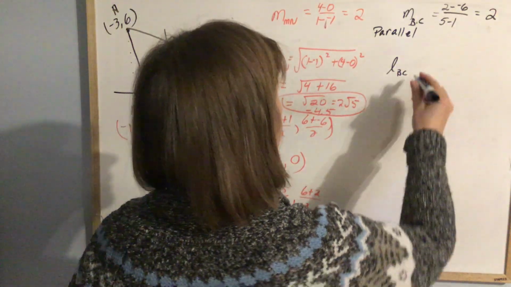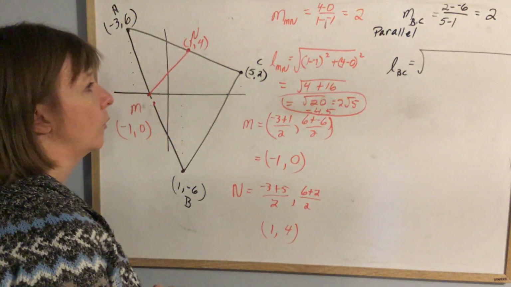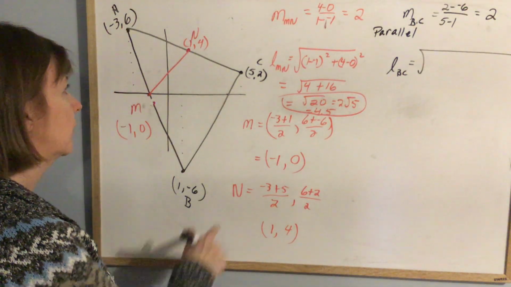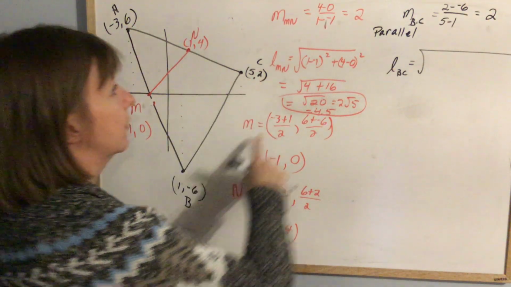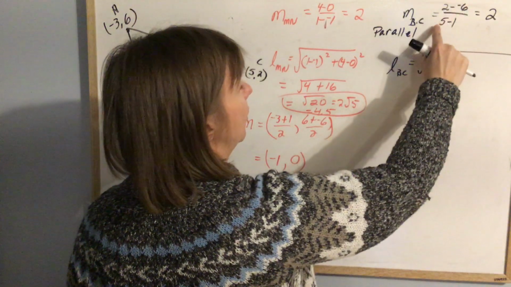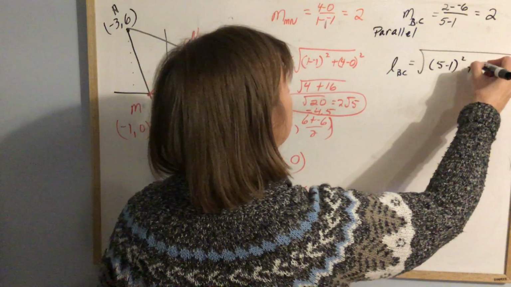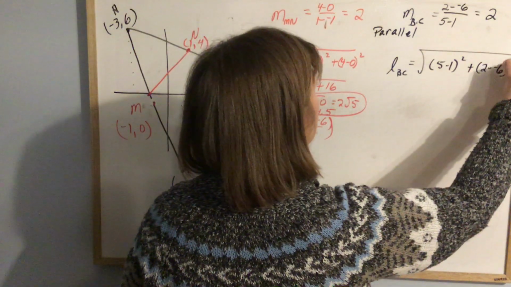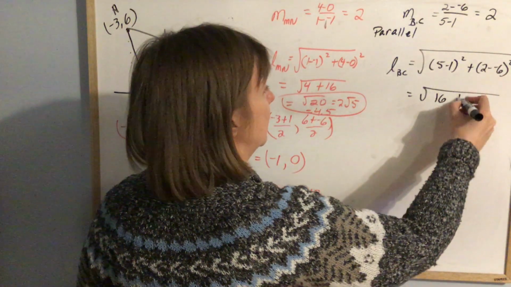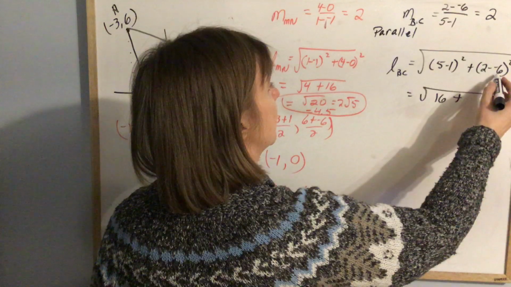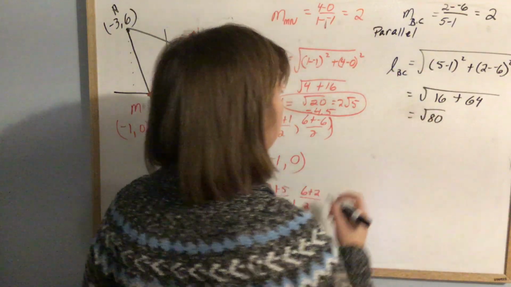Length of BC. BC is x2 minus x1 squared plus y2 minus y1 squared. So again, 5 minus 1 squared plus 2 minus negative 6 squared. And again, like this is y2 minus y1, this is x2 minus x1, so you can just take those if you want. So 5 minus 1 is 4, squared is 16, and 2 plus 6 is 8, squared is 64. So this is the square root of 80.